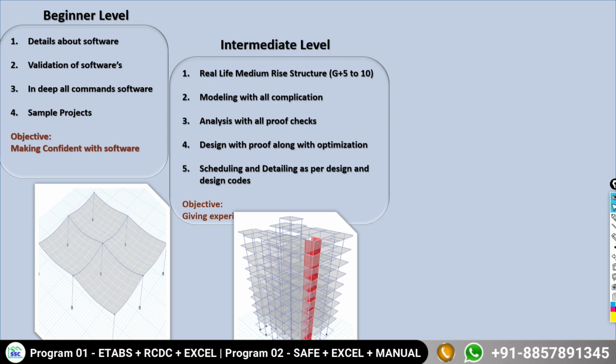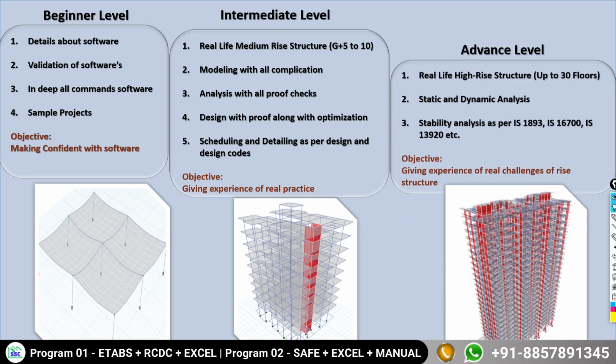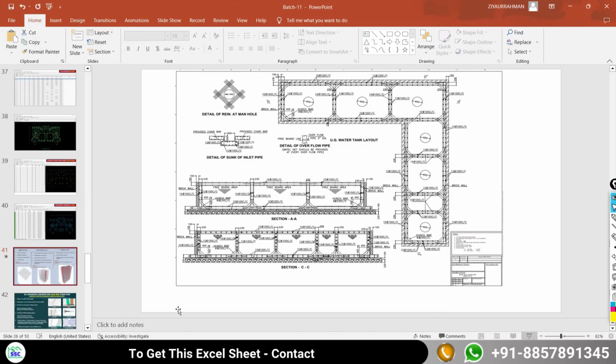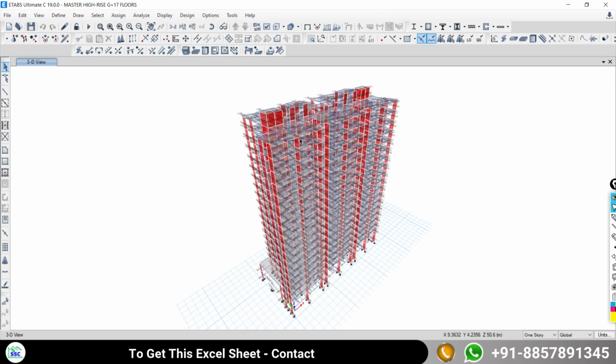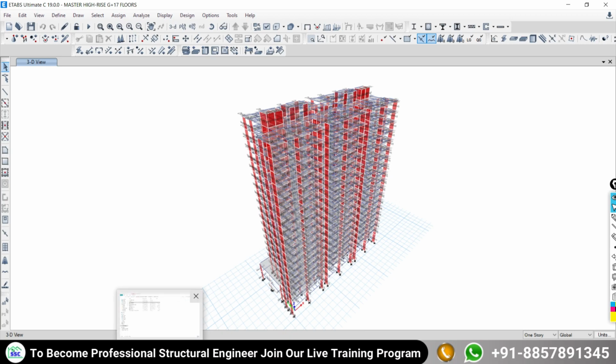And now the third level we are going to start, that is the advanced level. In this advanced level we are going to take an advanced high-rise structure. In that high-rise structure, we are trying to cover a lot of things that are not covered in your medium-rise structure or in the intermediate level. So, what are those?